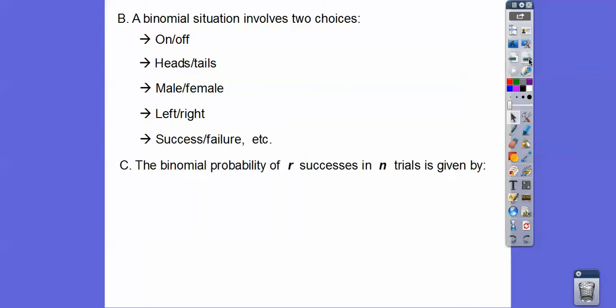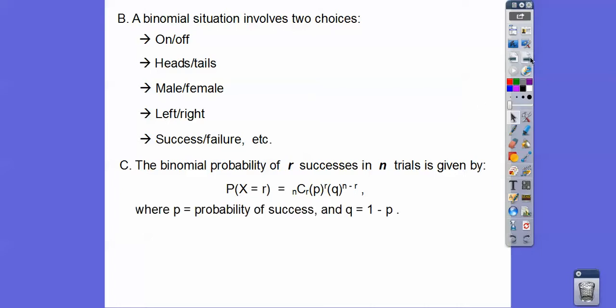Okay, so the binomial probability of r successes in n trials is given by a combination formula. If you flip a coin 5 times, n would be 5. The probability is nCr times p to the r power times q to the n minus r power. P is the probability of success, and q is the probability of failure. If the probability of success is a decimal, then q is 1 minus that. Or if it's a fraction, q is 1 minus that, and we're going to do fractions. P is a decimal or fraction that's less than 1, and q is 1 minus that.